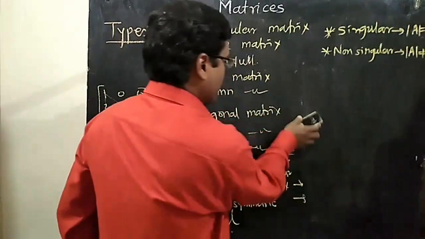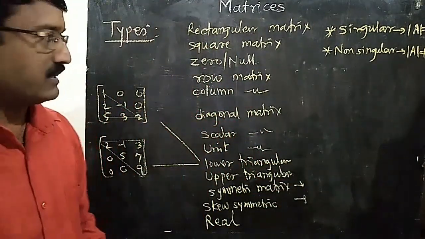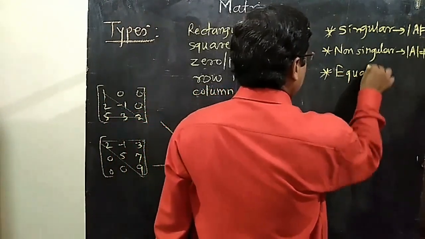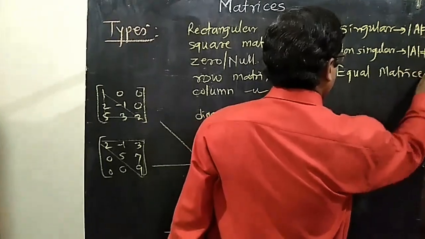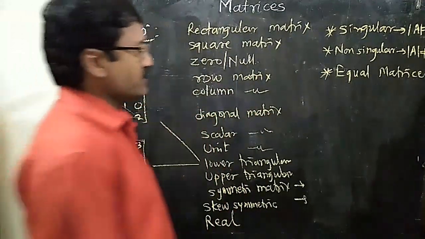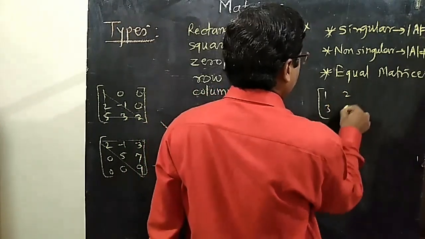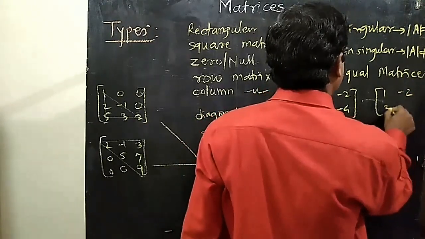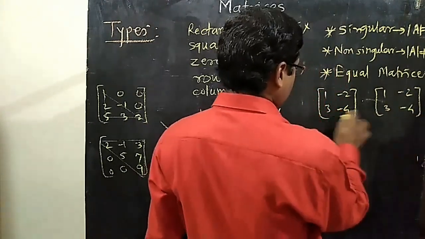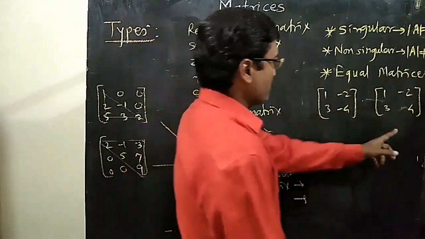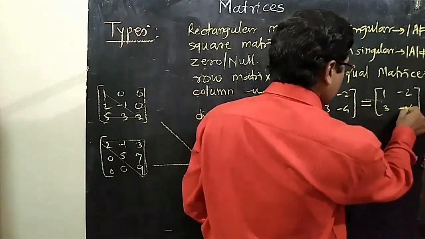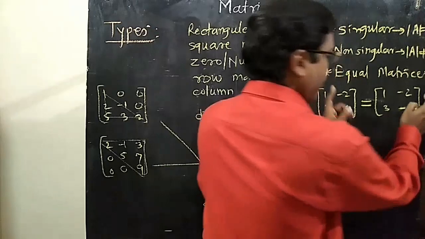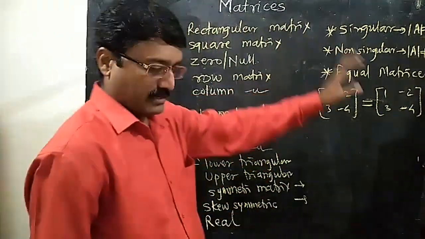So these are some types of matrices which we have done in 11th class, and the last most important one is equal matrices. That also we have learned in 11th class. Equal matrices means if the corresponding elements of two matrices are the same, then these two matrices are said to be equal matrices. If here is -4, here is +4, then these two matrices are not equal. For equality, the corresponding elements must be the same. So these are equal matrices.